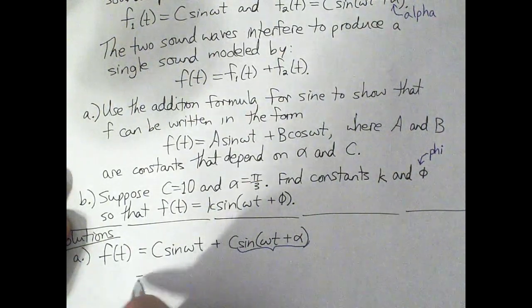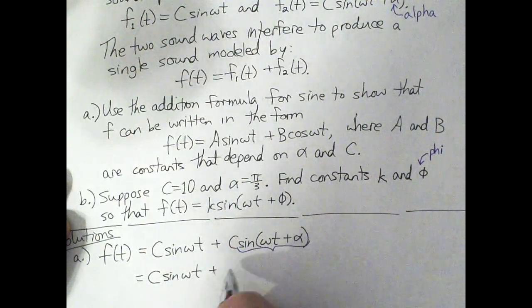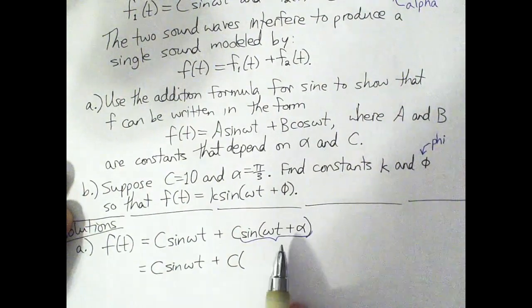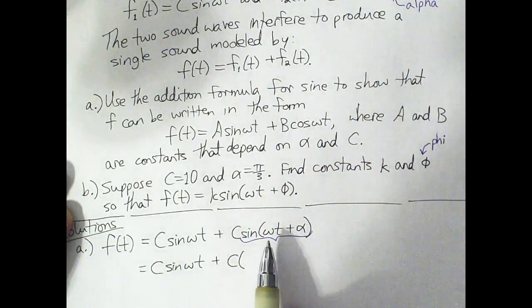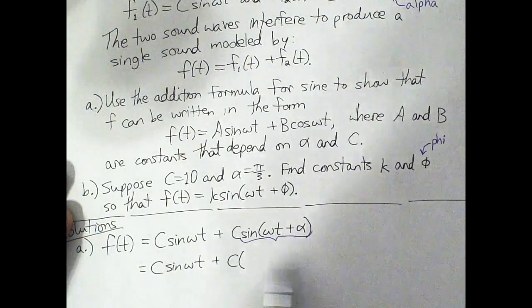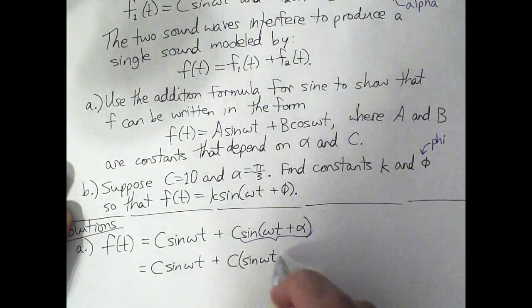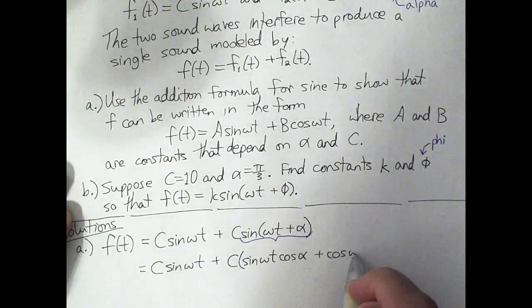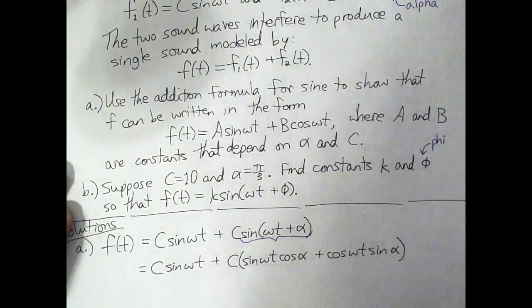So we'll do that. First, we have this first term is not changing, and then we have this c out front. That's still there. And now let's apply the addition formula to this, where instead of x and y, we have omega t and alpha. And we'll put those in. So you get sine omega t cosine alpha plus cosine omega t sine alpha. You could add some extra parentheses in there if you want.